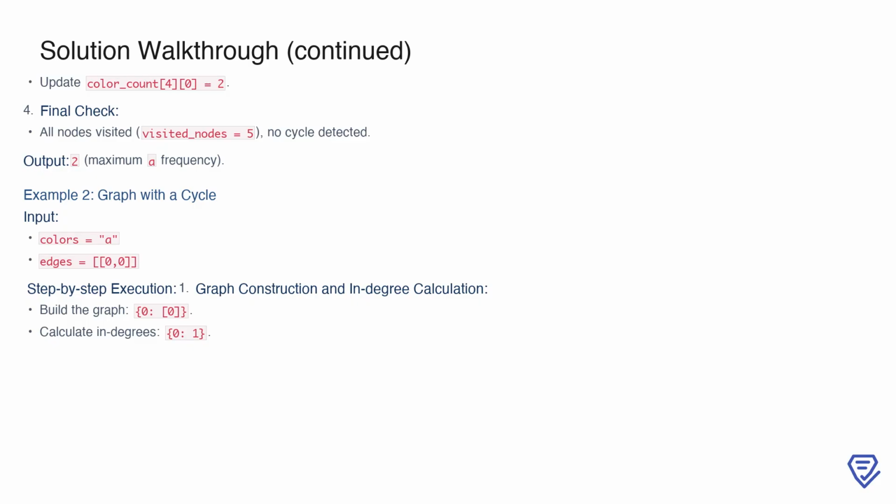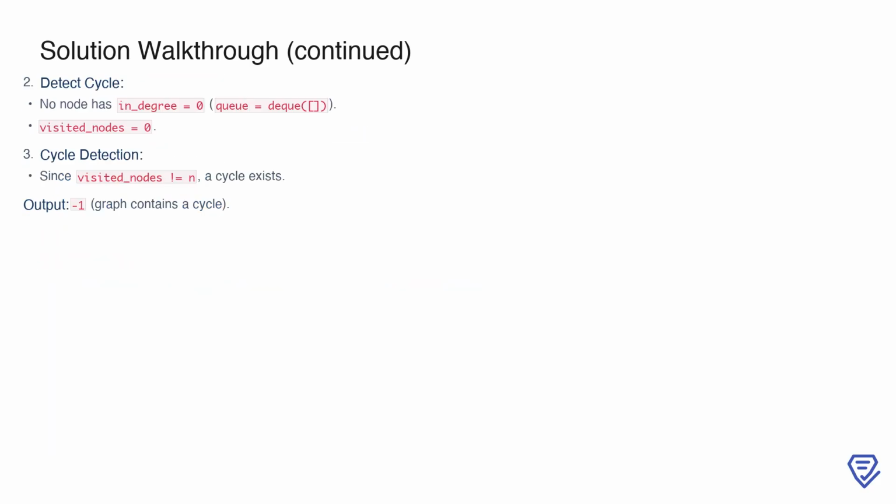Here, the input specifies a single node with a self-loop. In this cyclic graph example, the input indicates that the graph consists of a single node, 0, with a self-loop. We construct the graph, which results in node 0 pointing to itself. The indegree calculation shows that node 0 has an indegree of 1. Since there are no nodes with an indegree of 0, the queue remains empty.